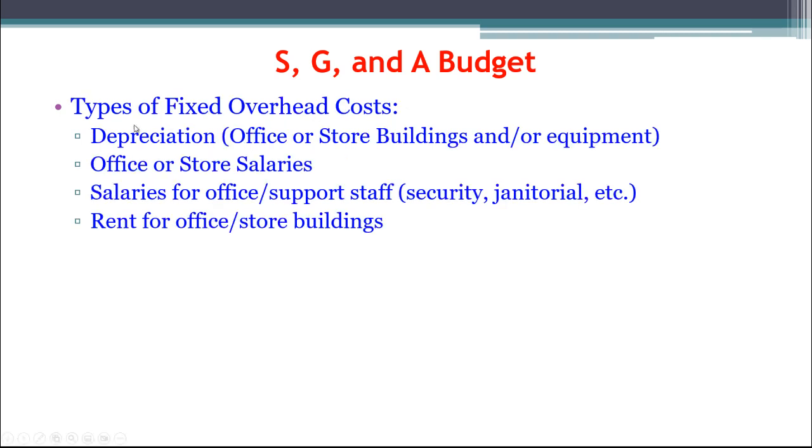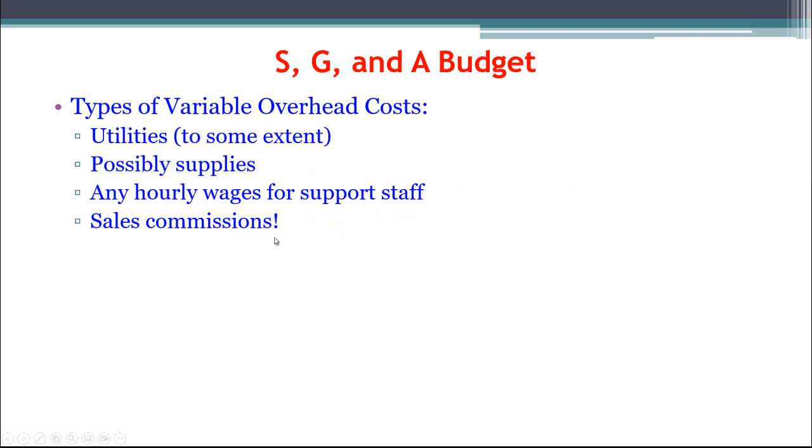So I already talked about some of the types of fixed overhead costs: depreciation of buildings and or equipment, office or store salaries, salaries for the office or support staff, and rent for the office or store buildings. Again, this is not production, though. That's the key thing. The variable overhead costs might be utilities for the store, for the headquarters, supplies if we use it in the office, hourly wages for support staff in the office or the store, and again, sales commissions. These are based on how many units we sold, for example, or the dollar of sales.